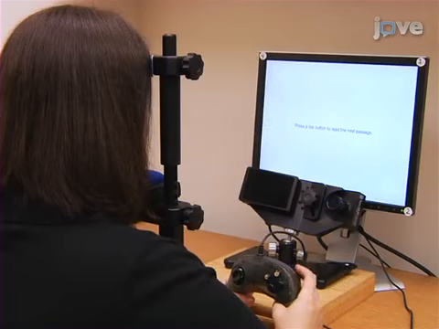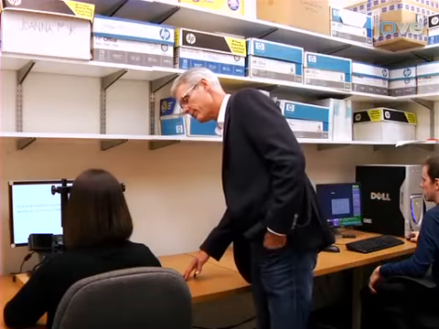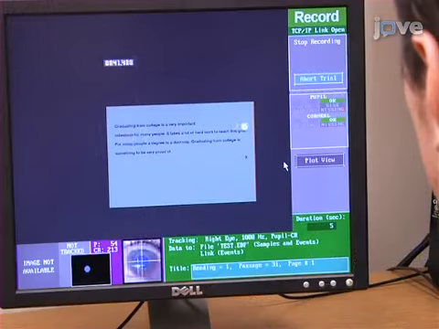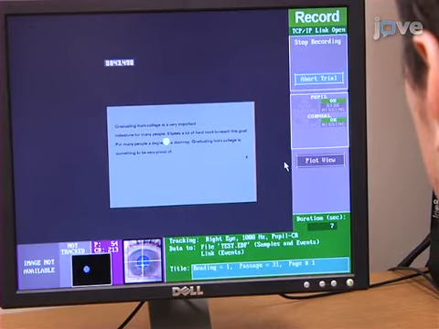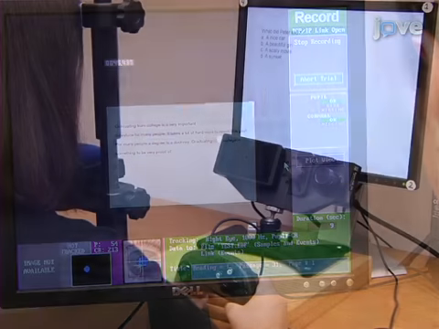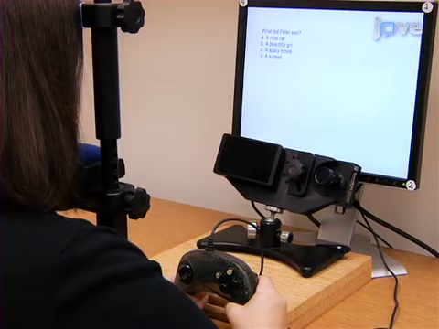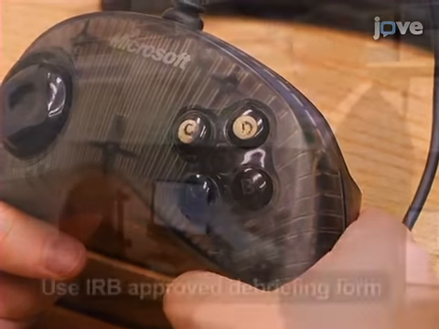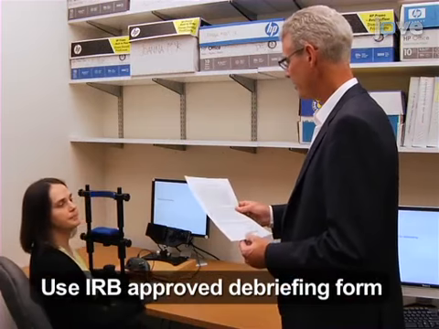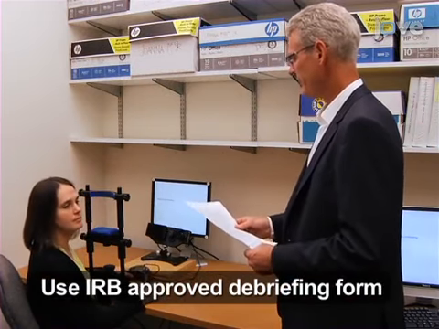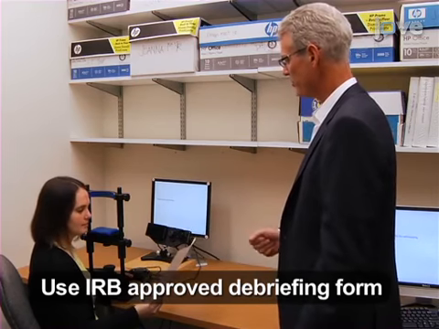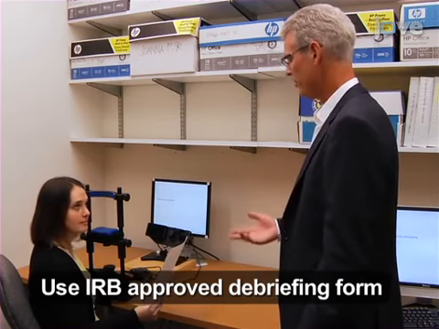After completing the practice trials, ask the subject if there are any questions. Then, continue with the experiment by presenting the passages to be read. The subject controls the time between reading passages and can take breaks as needed. After completing the experiment, debrief the subject by handing them an IRB-approved debriefing form that describes the purpose of the research.